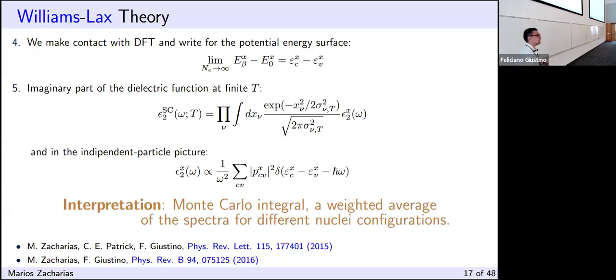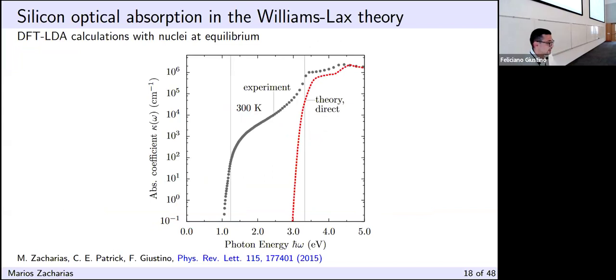It's a Monte Carlo integral. So we draw these x nu coordinates that enter our displacements in the normal coordinate transformation. We draw them from a multivariate Gaussian distribution, and we evaluate the spectra for a variety of configurations, and then we take the average, and we do that until we obtain convergence. And we actually used the Williams-Lax theory and the Monte Carlo integration to evaluate the optical absorption of silicon.